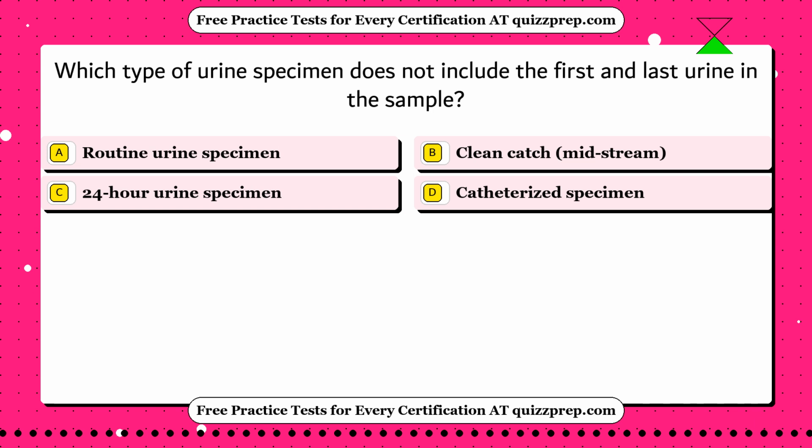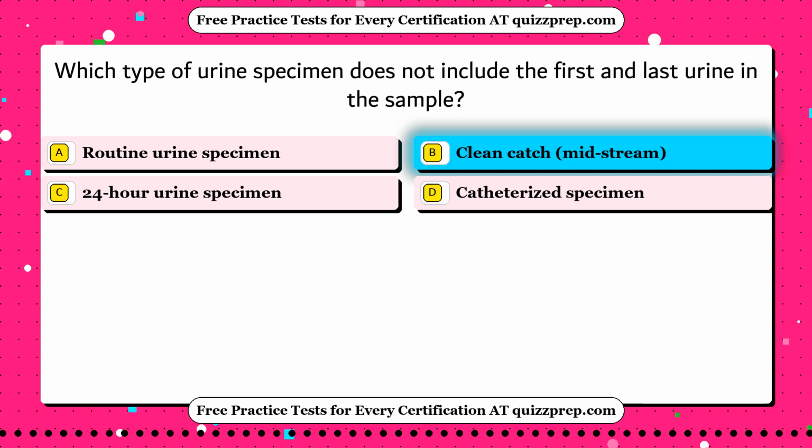Question 80. Which type of urine specimen does not include the first and last urine in the sample? Option A, routine urine specimen. Option B, clean catch, midstream. Option C, 24-hour urine specimen. Option D, catheterized specimen.